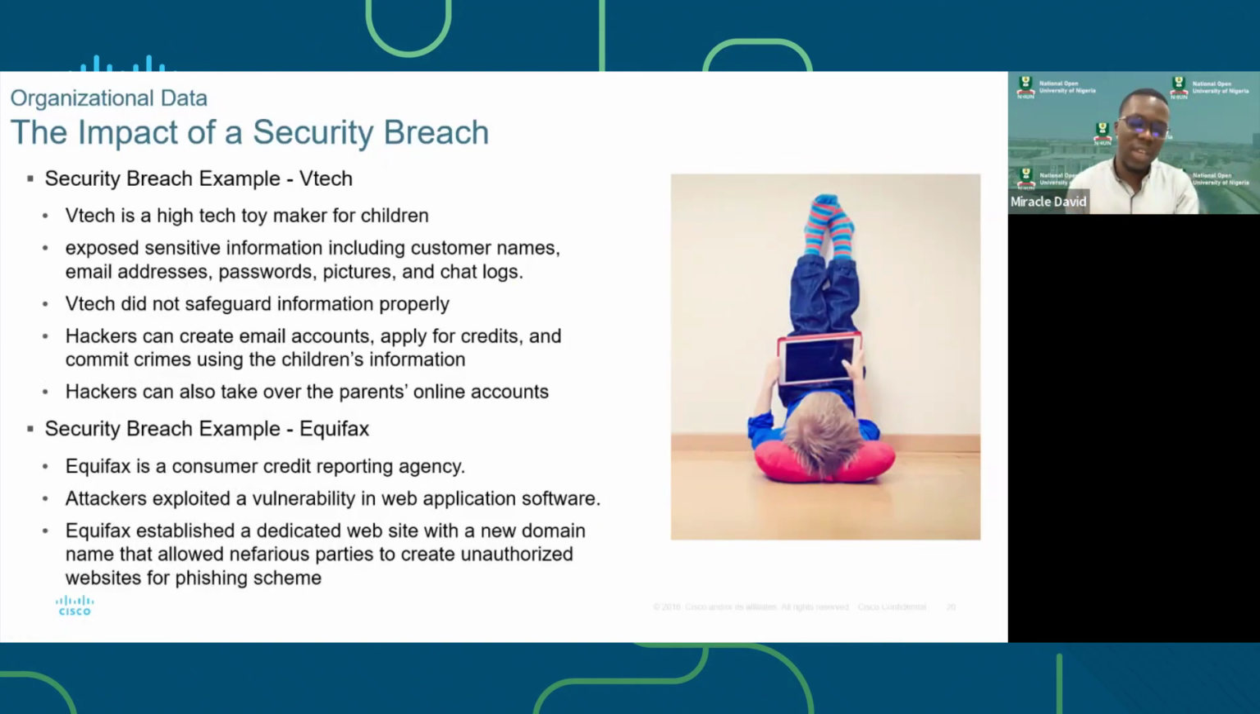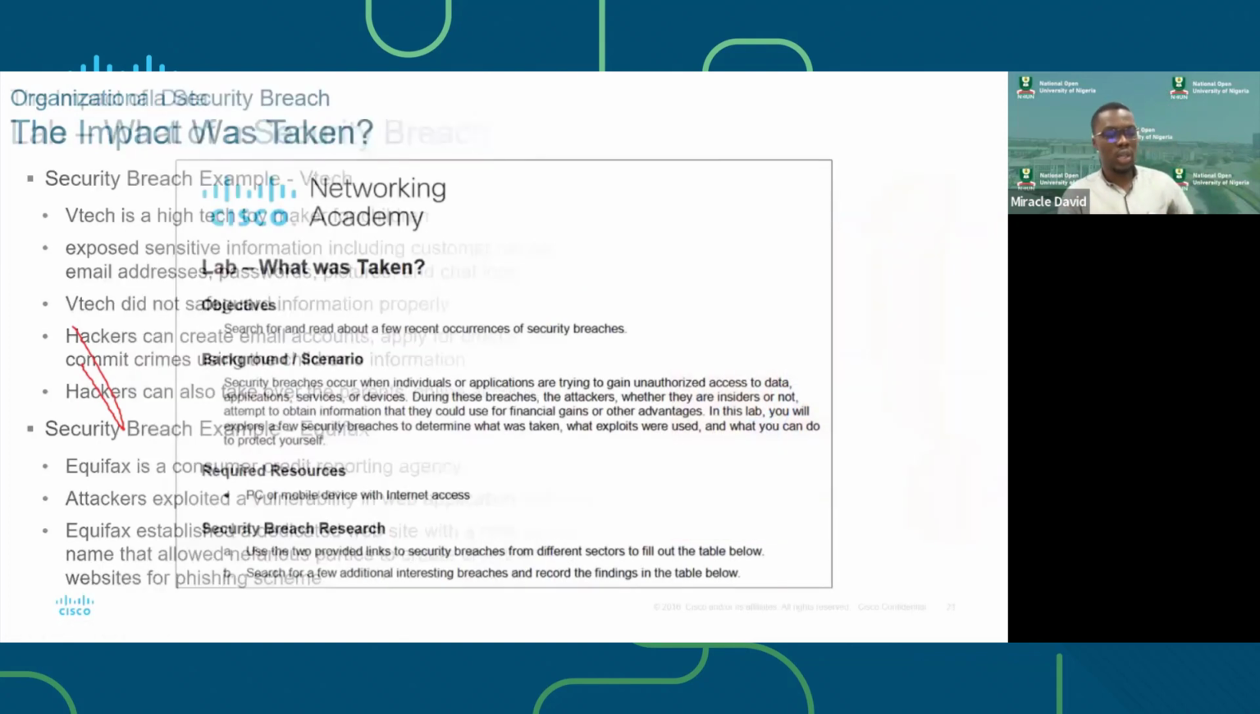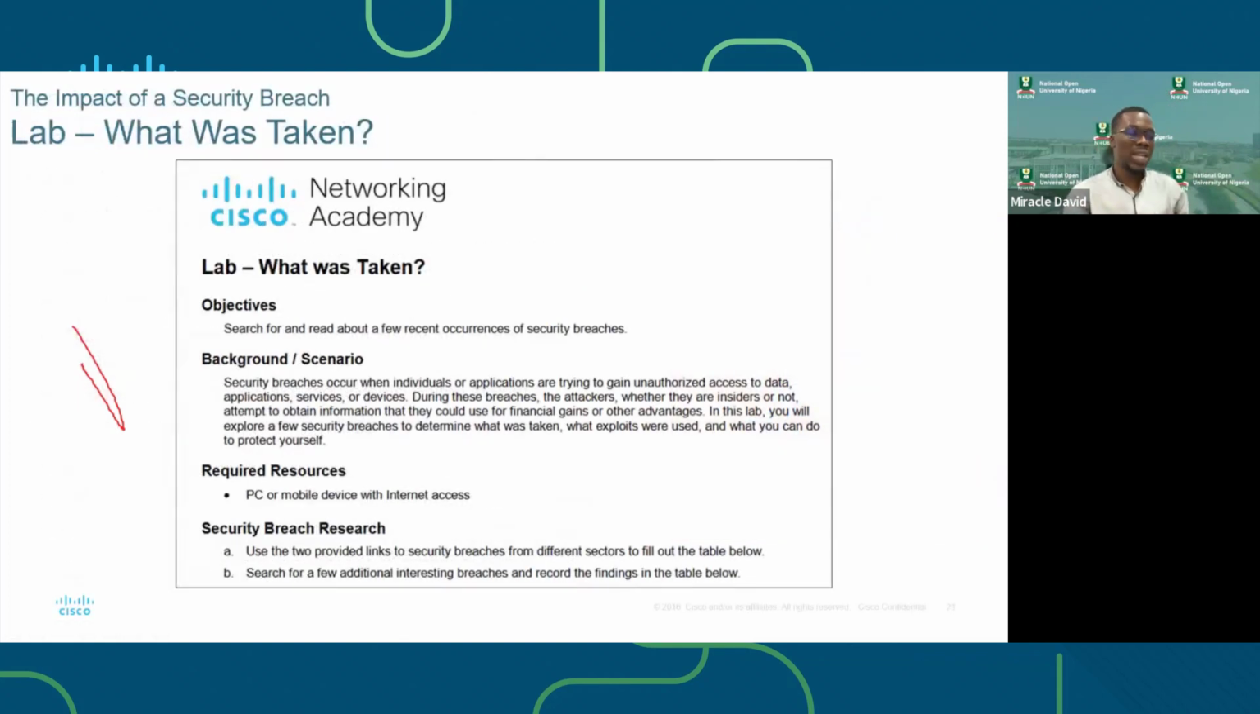These are real life examples of data breaches that affected certain organizations, and we get to see how these attackers actually accessed their information and what they did with it, how they got to take certain things. So there is a lab here. This lab has to do with research, and it's something you can do on your own. You just do your research. Once you have your phone, you don't need a system for this.